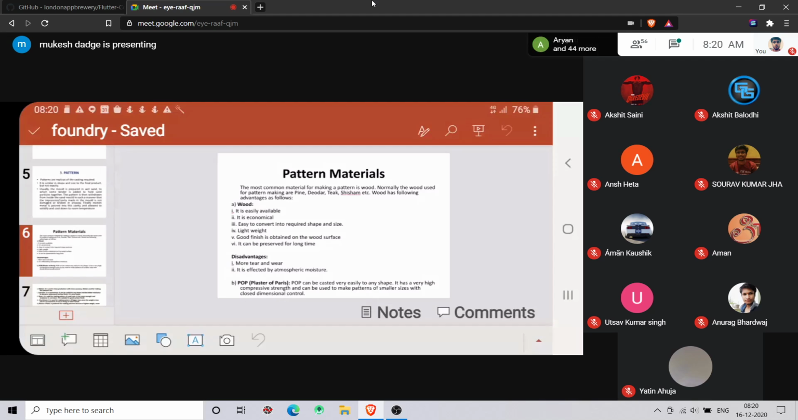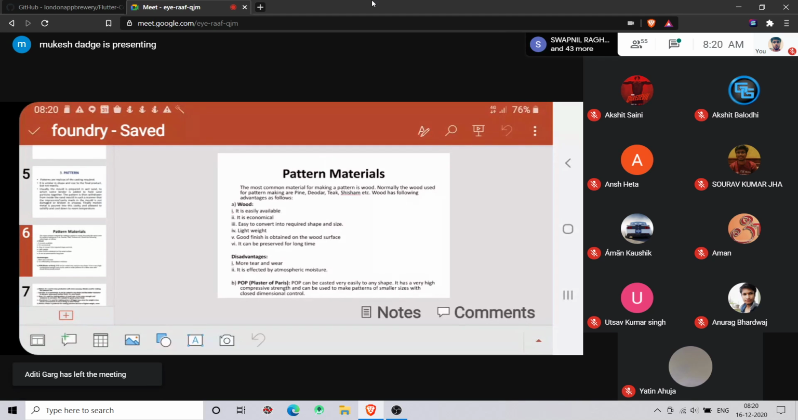First we will see the wood. So the wood: pine, deodar, teak, shisham. These are the wood materials that can be used for the pattern material. So when do we have to use wood? Generally, for prototypes or only a simple one lot, meaning 10, 20 pieces are required.